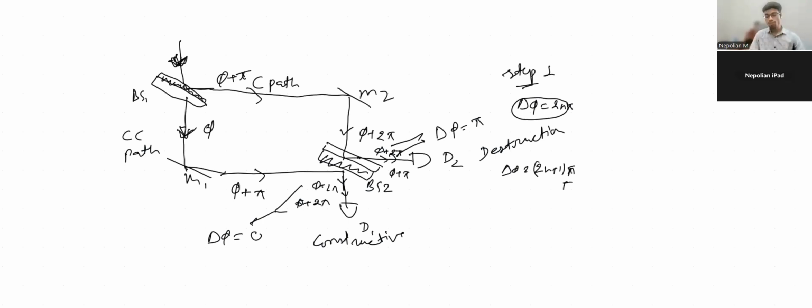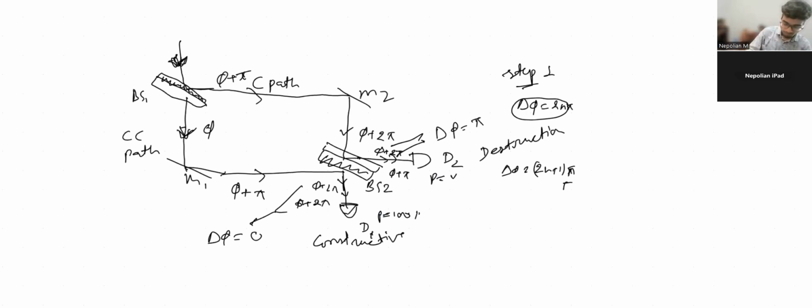So here at D1 there will be constructive interference, and at D2 there will be destructive interference. So at D2 the probability of getting any photon is 0, and here at D1 the probability is 100%. So what is the conclusion? The conclusion is that if we are not placing any object in any branch of the MZI, then D1 will get a photon with 100% probability, and D2 never fires, meaning it will never get any kind of photon. So that was step 1.